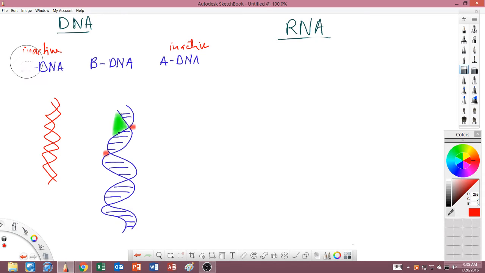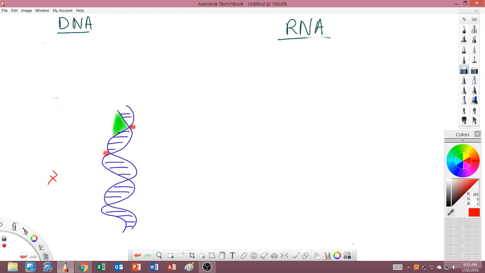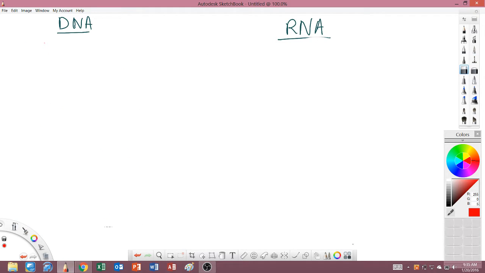Okay, so that's for this. So look, we have four types of DNA, but they're all the same. It's slightly different in structure. In terms of function, some is active, some not active. When it comes to RNA, there are different types of RNA. Yes, sir.